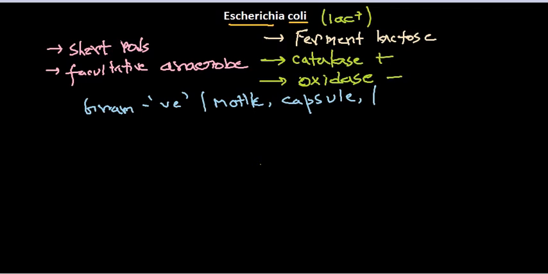And we can culture them in MacConkey agar. It's a special kind of medium, MacConkey agar. So you can culture them on MacConkey agar pretty easily, okay. So these are the basic quick properties of Escherichia coli.